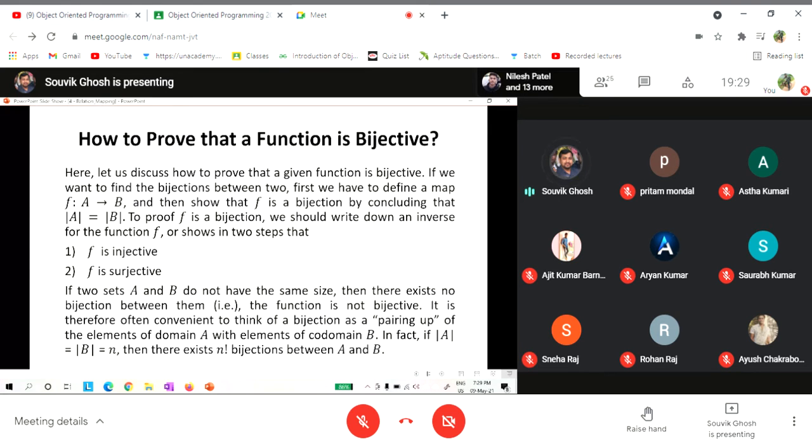It is therefore often convenient to think of a bijection as a pairing up. So in a bijection, what we actually consider is the pairing up. That is, each element of set A should pair with one element of codomain B. In fact, if in set A there are n elements and in set B there are n elements, then there exist n factorial bijections. So there should be n factorial bijections between the set A and set B.